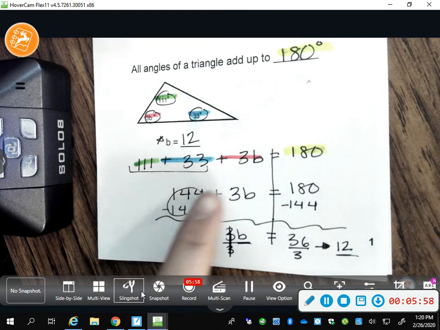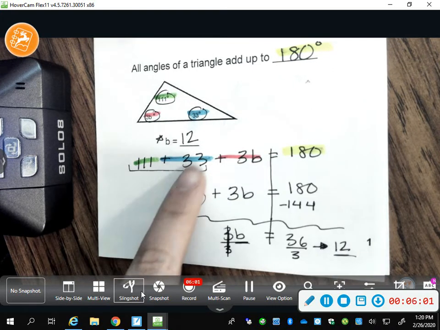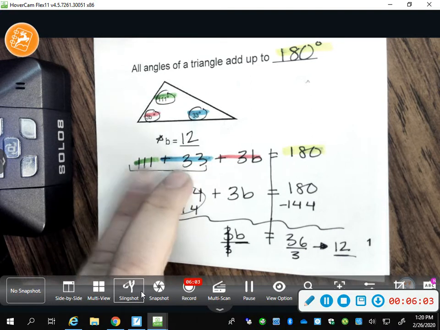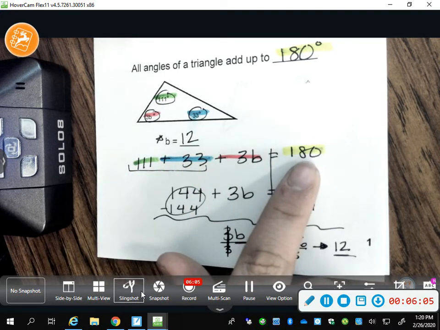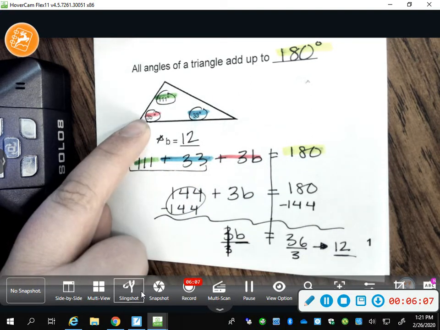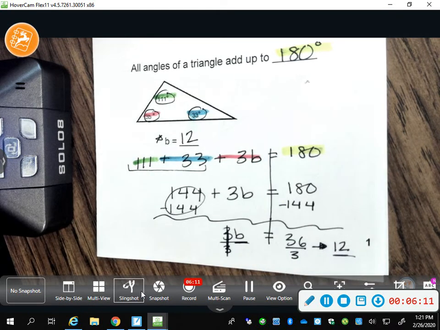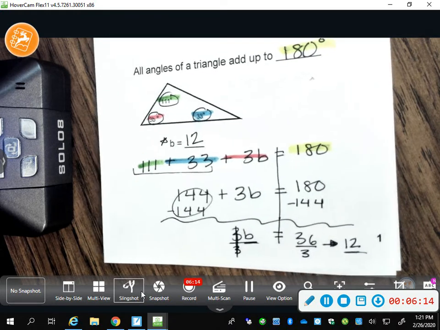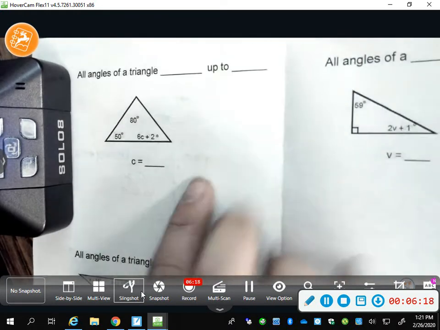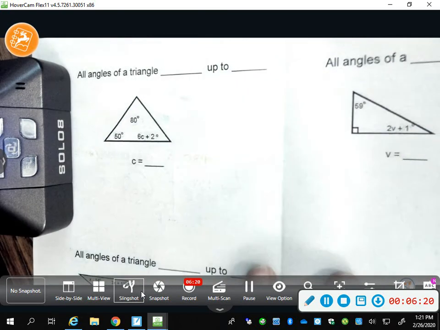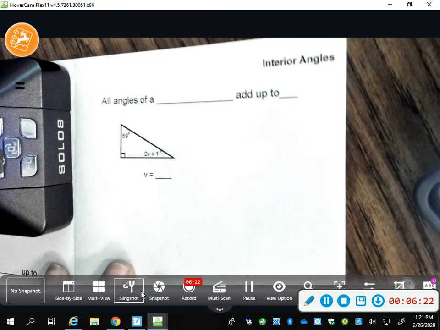Again, you could have just said 180 minus 111 minus 33, or done adding those together, take it away from 180. And that would leave you with this missing angle 3B. You could have divided by 3 and got 12. You would have got the same answer. We're going to skip this top left example for now. Let's look at the top right example.